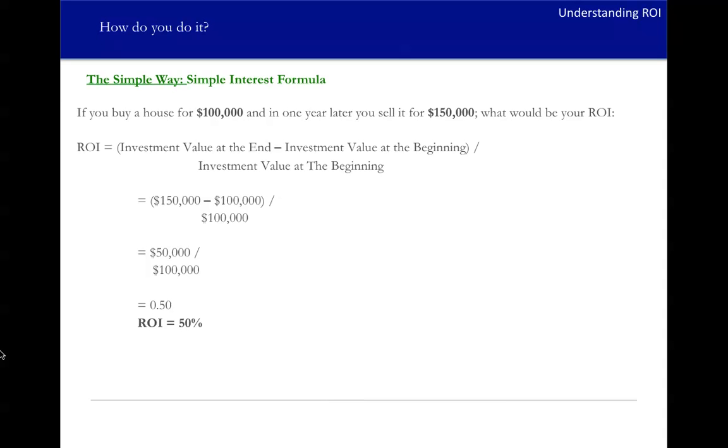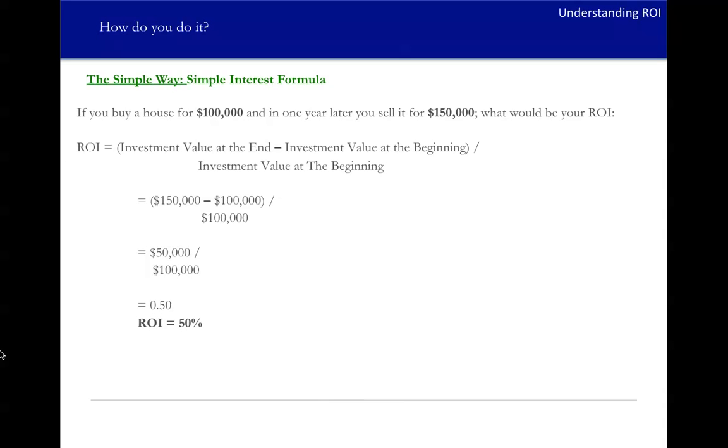You take ROI to equal the investment value at the end minus the investment value at the beginning, divided by the investment value at the beginning. So in this case it would be 150,000 minus 100,000 over 100,000, which yields 0.50. Now if you remember from your high school math courses, 0.50 is the same thing as 50%. So in this case, this investment, using the simple interest formula, yielded a 50% ROI.